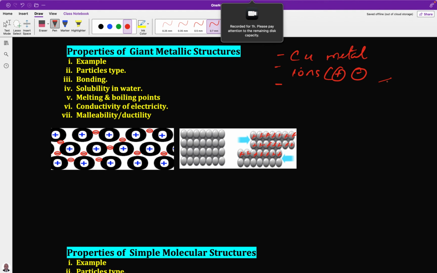Because of the strength of the structure, what happens to the boiling point? They will have a high melting point and high boiling point. Why? They will require a lot of energy to overcome the strong electrostatic force of attraction. For conductivity, they are good conductors when they are solids because of the mobile electrons in them. And as I said, they are malleable and also ductile because the positively charged ions can slide over each other.